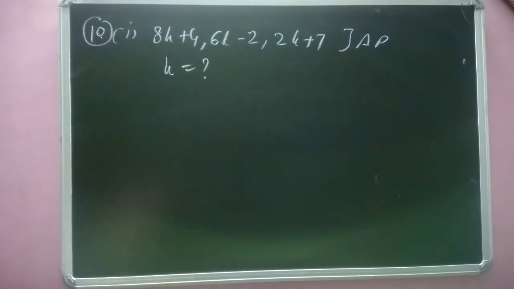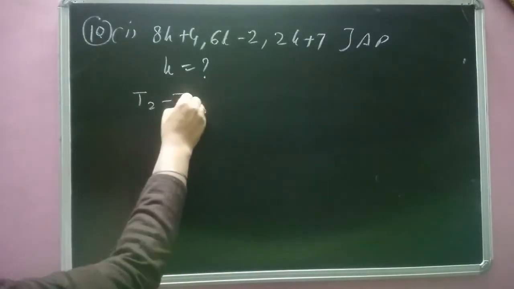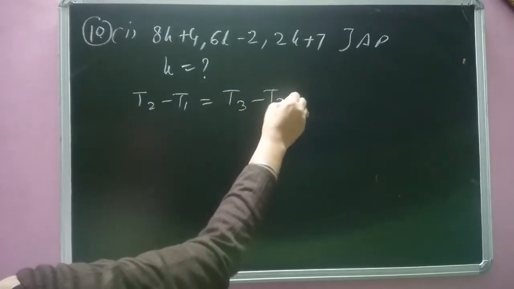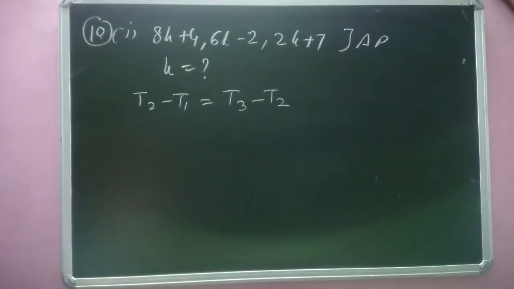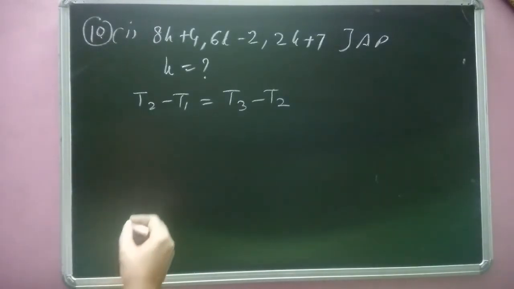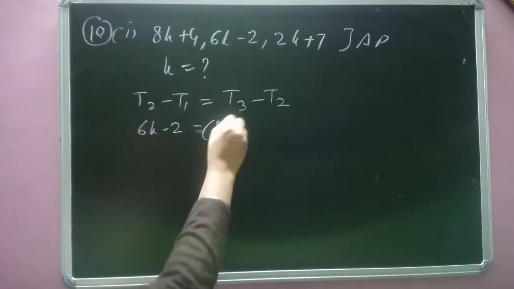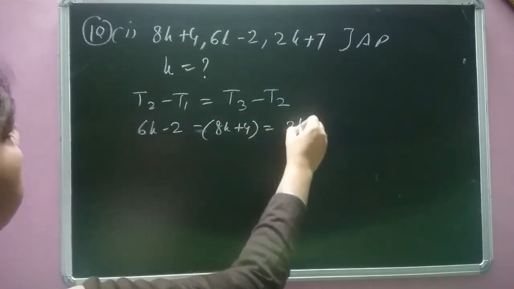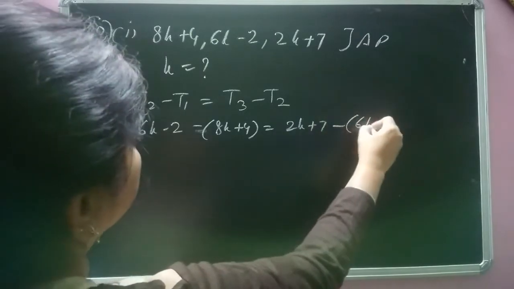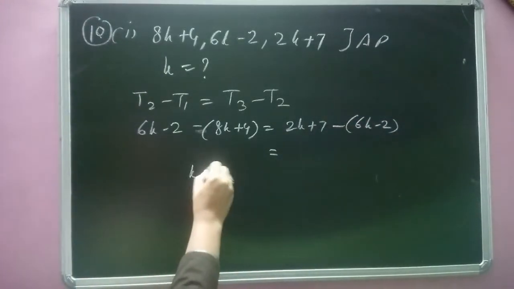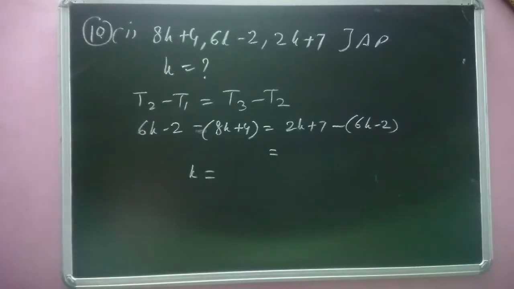Now since the 3 terms are in AP, that means the difference between the second and the first will be the same as the difference between the third and the second, the basic concept of AP. So T3 minus T2 equals T2 minus T1. So (6k minus 2) minus (8k plus 4) equals (2k plus 7) minus (6k minus 2). If you simplify this whole thing, you will get the value of k. So we have used the basic concept of AP here, that the difference between any two consecutive terms is the same.